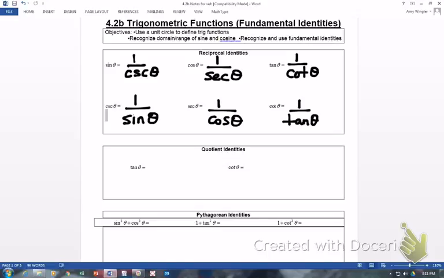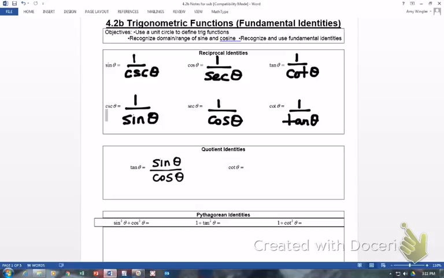The quotient identities allow us to continue substituting in values. You guys have learned that tangent is equal to y over x. Well, if the y value is sine and the x value is cosine, tangent is also sine of theta over cosine of theta.